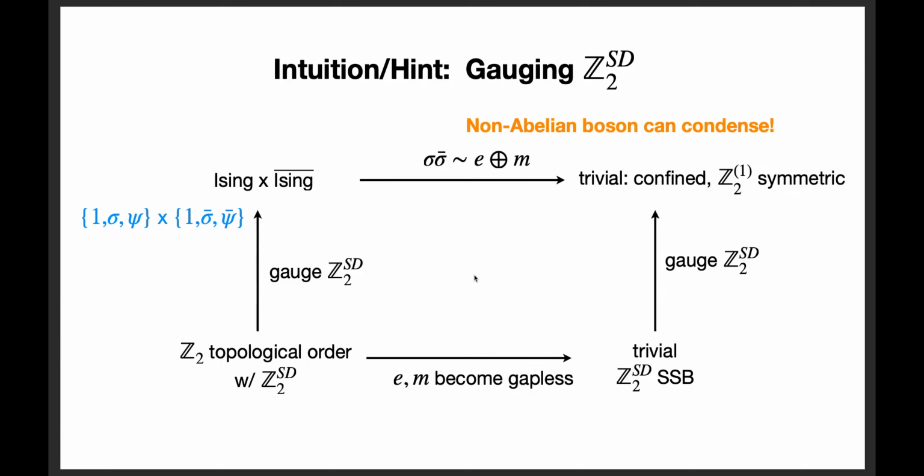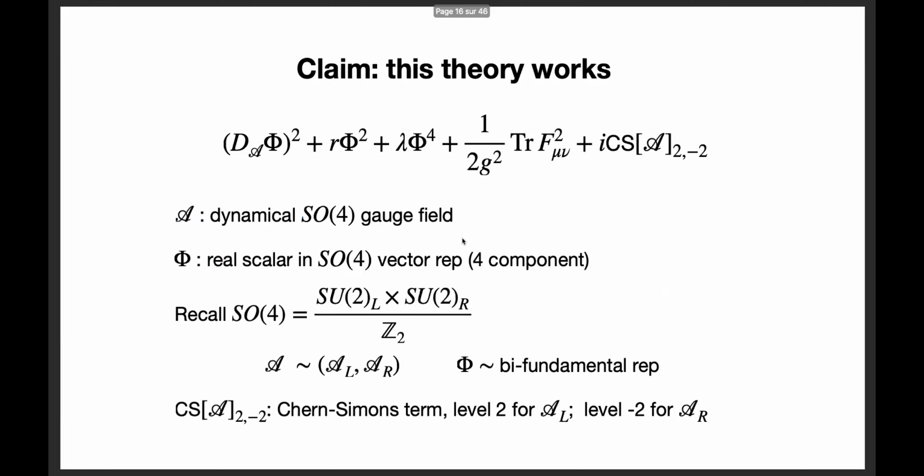Okay, this is the physical picture. Now let me tell you the answer. So my claim of the day is that this gauge theory will work to give us a perfect mean field understanding of this self-dual transition. And if you are a field theory person, you can probably read in real time what it means. But let me explain here.